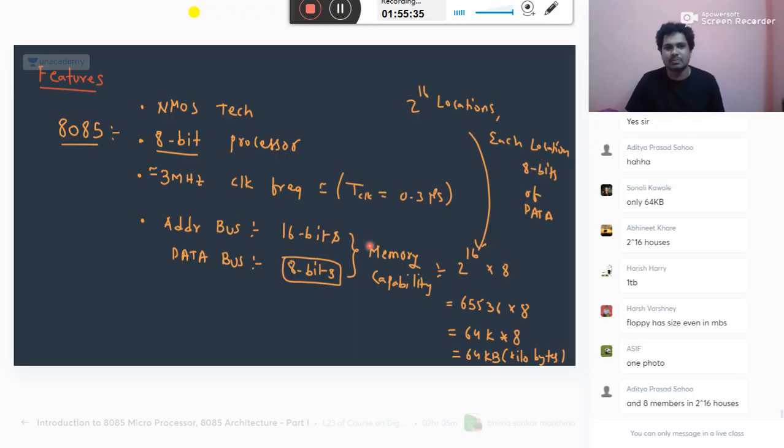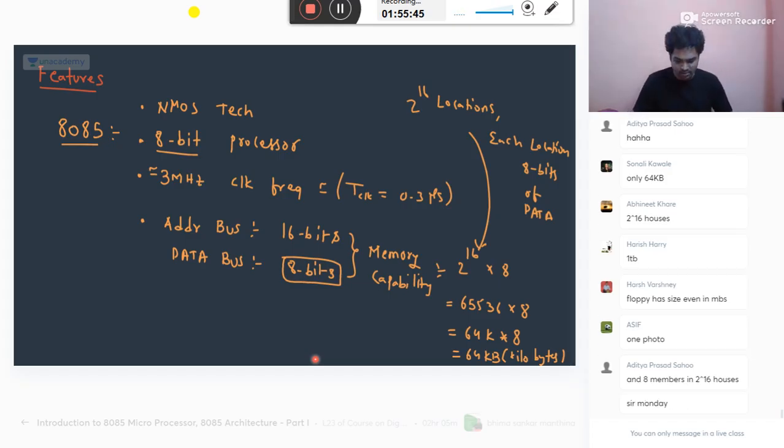Good. So this is the basic of the processor. Now tomorrow we discuss how address bus and data bus are multiplexed, all of those things we will be discussing tomorrow. Anything else you can ask me, otherwise we can end the class.